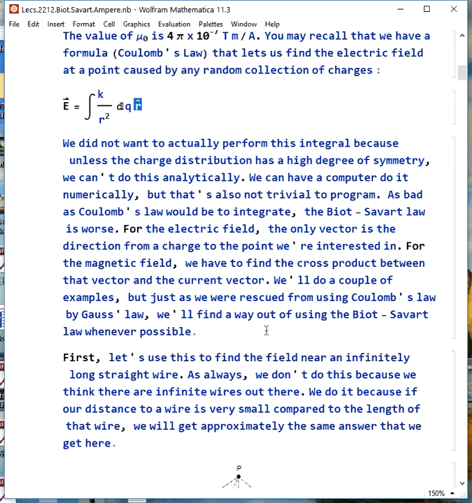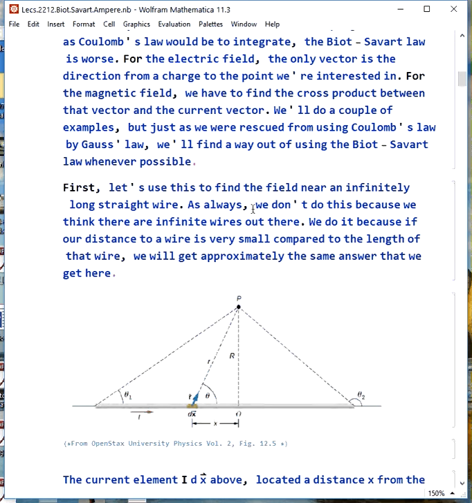So we're going to do a couple of examples, but remember we got out of having to do this Coulomb's law by using Gauss's law, and it's going to turn out that there's a similar law that will help us avoid using the Biot-Savart in most cases. First, we want to find the field near an infinitely long straight wire. And again, we don't do this because we want to be able to do infinite wires. We do it because if our distance to the wire, shown here as capital R, is very small compared to the length of the wire, then the wire is essentially going to look infinite.